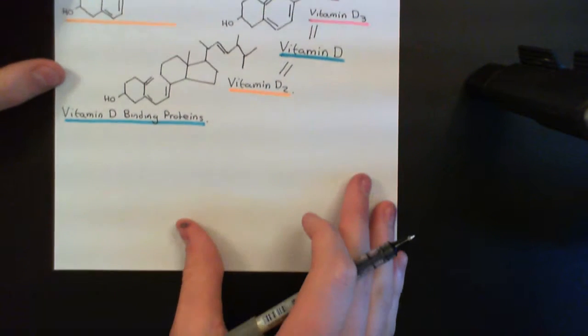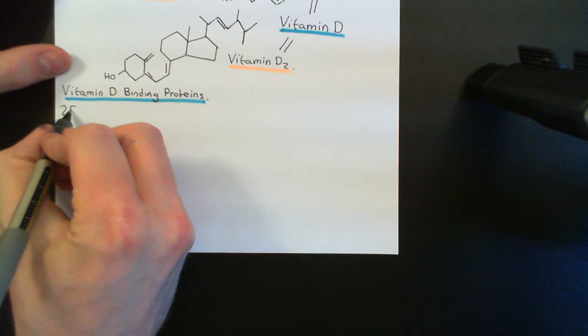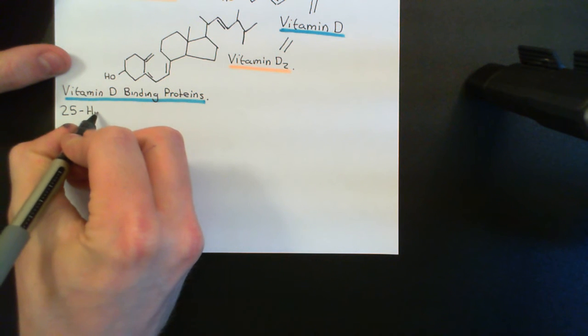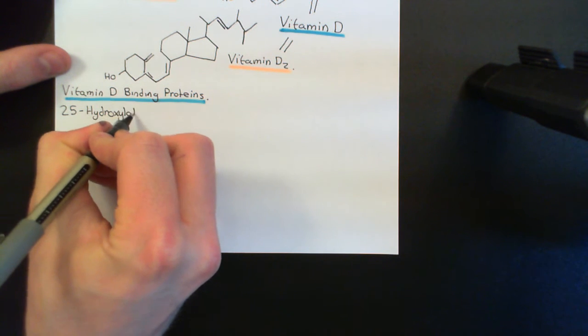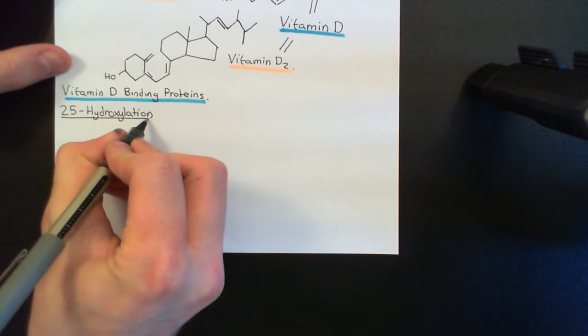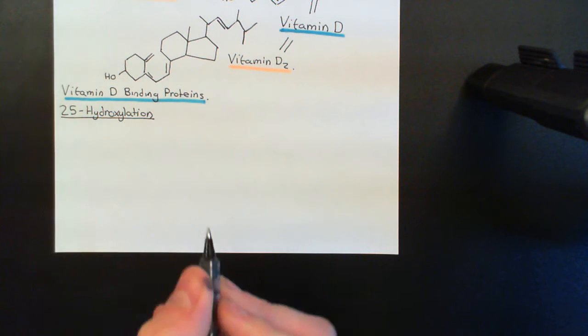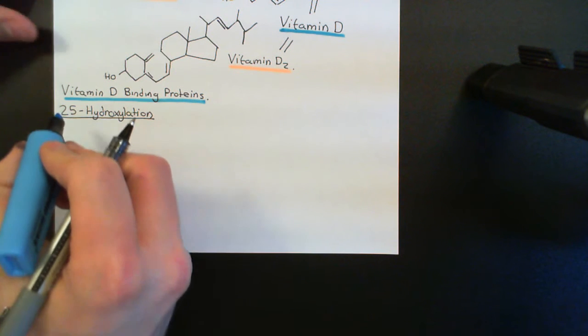So let me firstly talk about the 25-hydroxylation of vitamin D. Firstly 25-hydroxylation and then 1-hydroxylation. The 25-hydroxylation of vitamin D involves putting an alcohol group onto a vitamin D molecule on the carbon number 25.